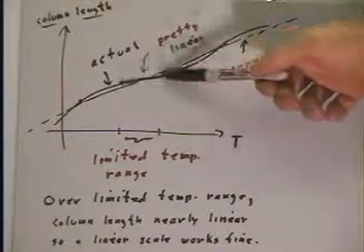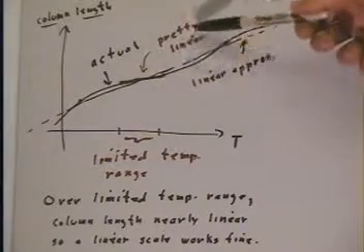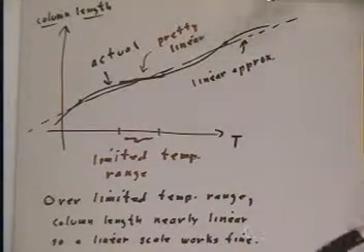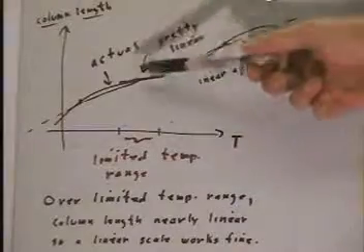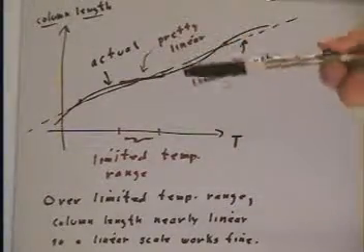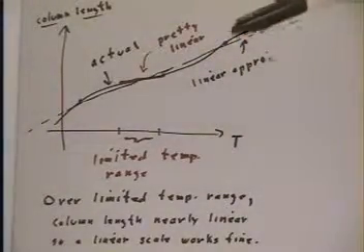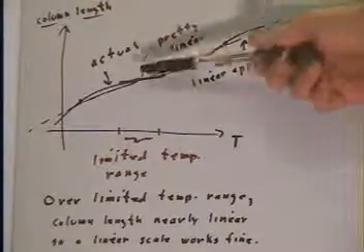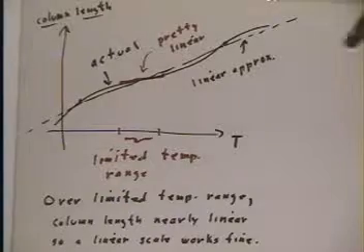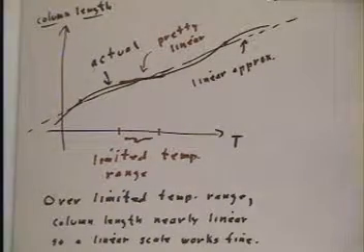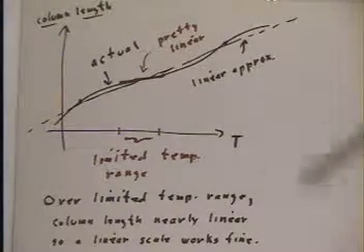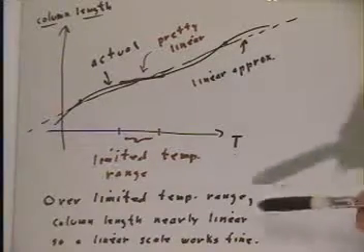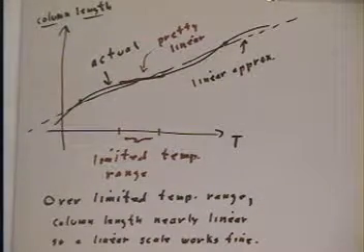Now, over a small range, that graph is pretty much linear. So over a limited temperature range, we do have pretty good linearity. Over the range from 0 to 100 Celsius, an alcohol thermometer is pretty linear. It's satisfactorily linear for most applications and most experiments. So we say over a limited temperature range, the column length is nearly linear, so a linear scale works fine.